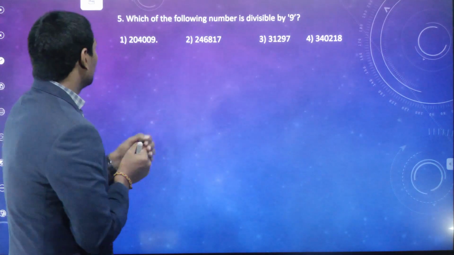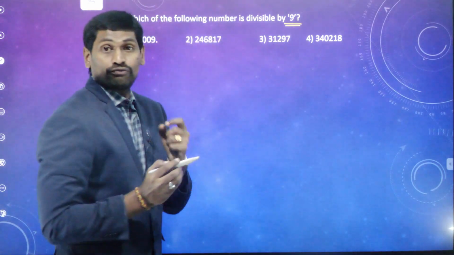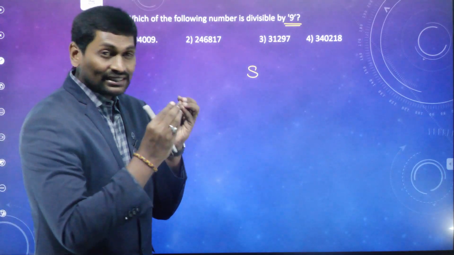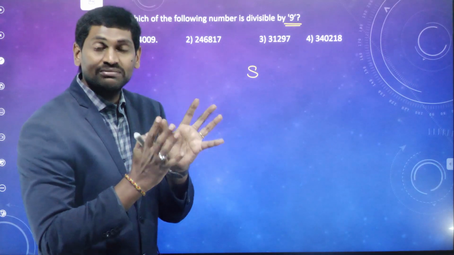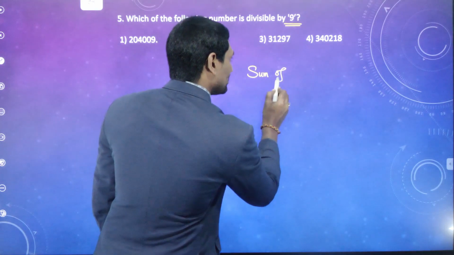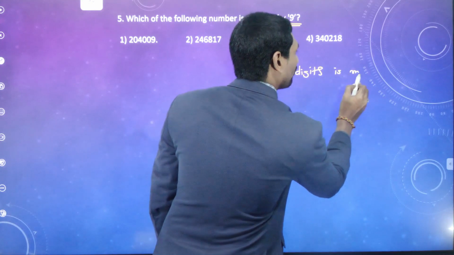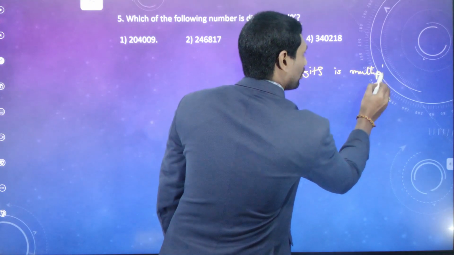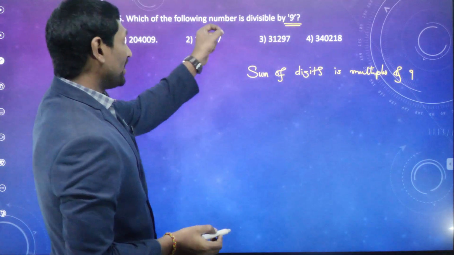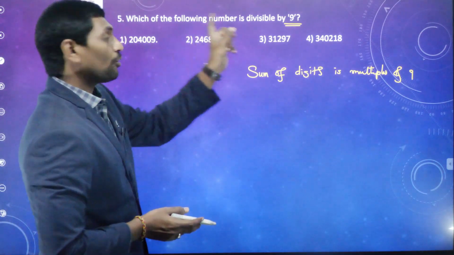See question number 5. Which of the following numbers is divisible by 9? What is the divisibility rule for 9? The divisibility rule for 9 and the divisibility rule for 3 are similar, which is the sum of the digits. The divisibility rule for 9 is that the sum of digits is a multiple of 9. If the sum of digits is a multiple of 9, then the entire number will be divisible by 9. So let us check with the options.